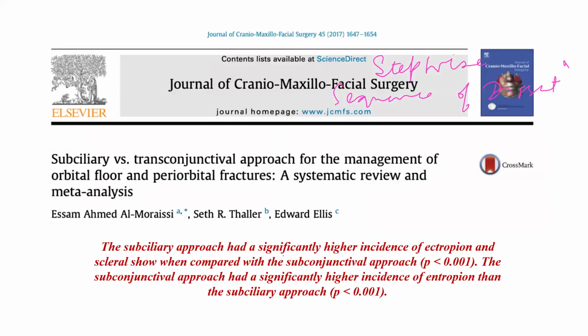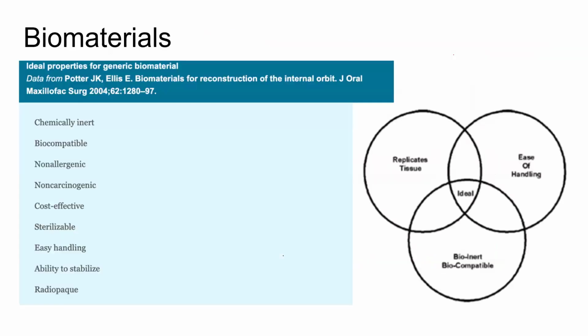So what does the literature say about these approaches? Both approaches have their own disadvantages. The subconjunctival approach had a significantly higher incidence of entropion than the subciliary approach. That is what has been stated as far as the literature goes. Coming to the biomaterial: what biomaterial can we use for an orbital defect, especially on the floor? These are the ideal properties of the biomaterial which is supposed to be used, and none of the biomaterials will have all these properties.